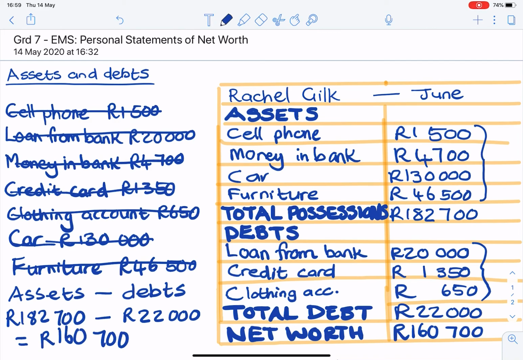Now in exercise 6.4 on page 71, you're going to do a statement of net worth for Zolili Gwagwa. They've given you a list of all his assets and his debts, and I want you to draw up a very similar table to this and fill in his assets and his debts and find out what his net worth is.